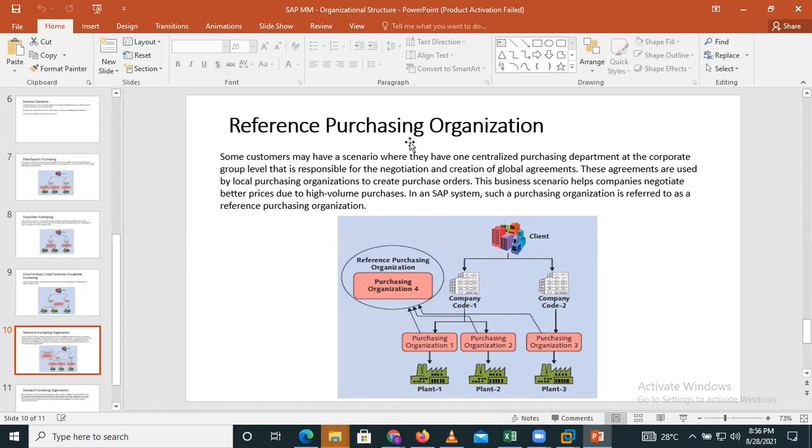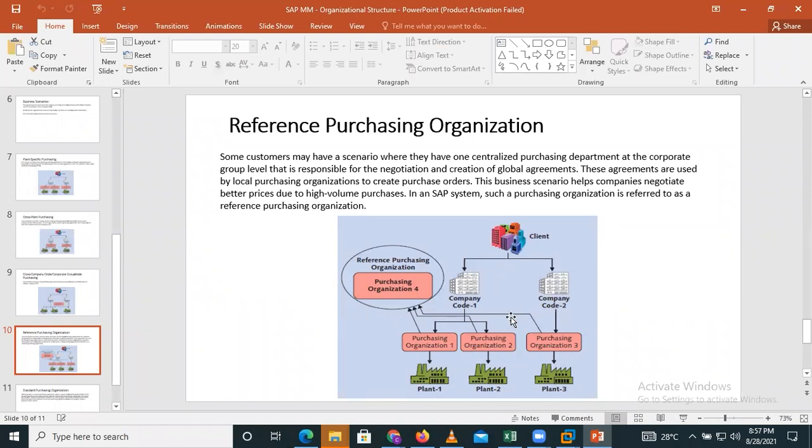So the last scenario is a reference purchasing organization. What is a reference purchasing organization? Let's see. We have the corporate group, which is nothing but a client. Under the client, we have company codes, right? Now, each plant will have a separate purchasing organization, a local purchasing department. So plant 1 has purchasing organization 1, plant 2 has purchasing organization 2, plant 3 has purchasing organization 3. So each plant has its own purchasing department.